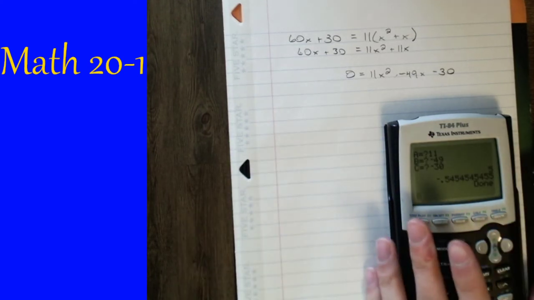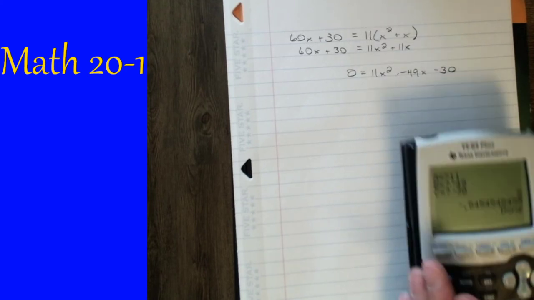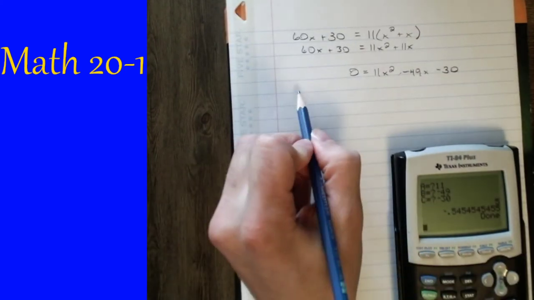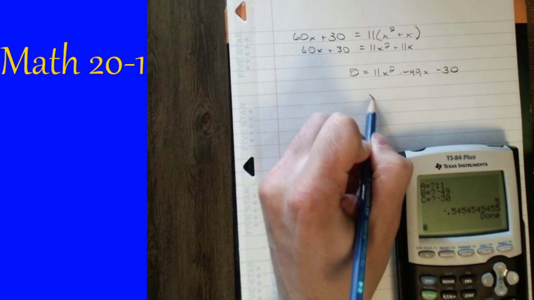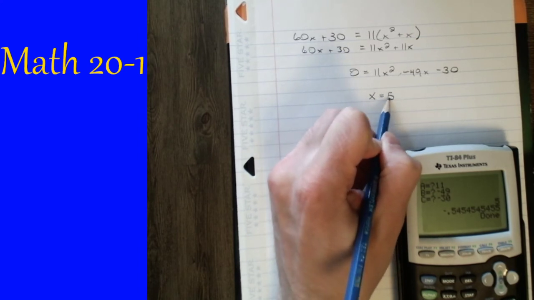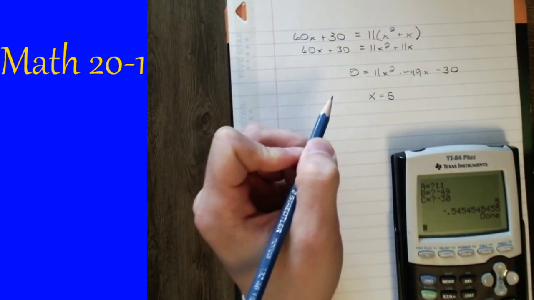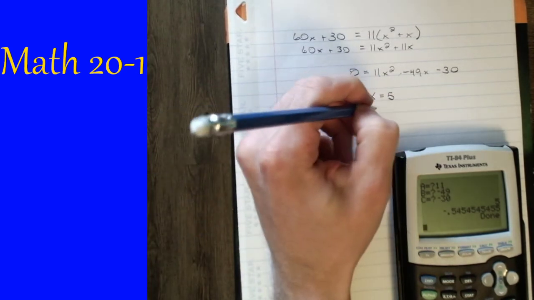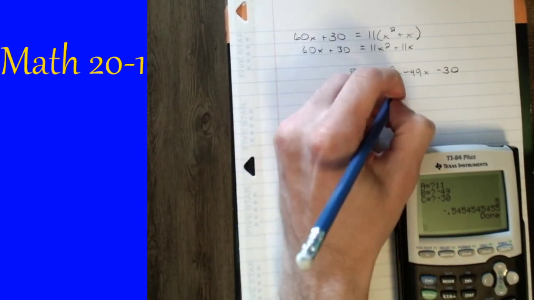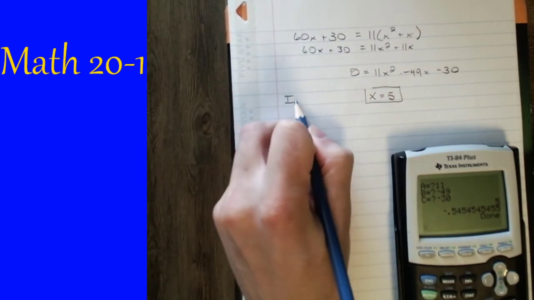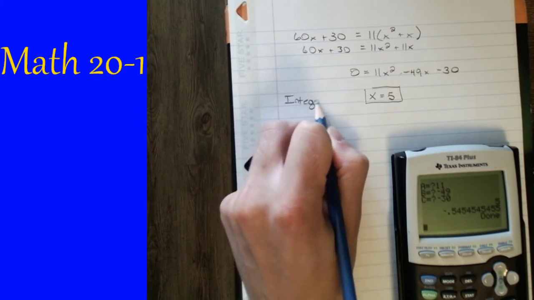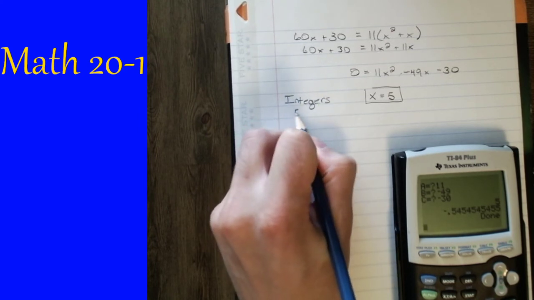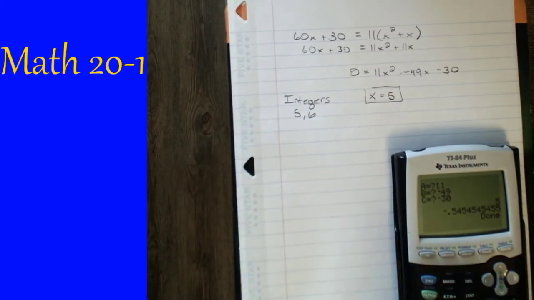And so our numbers, remember our question was, what are our integers? Well, this solves x is equal to 5. So that's one of our integers. And the other integer, so x is equal to 5, so our integers are 5 and 6. Because it was x and x plus 1.